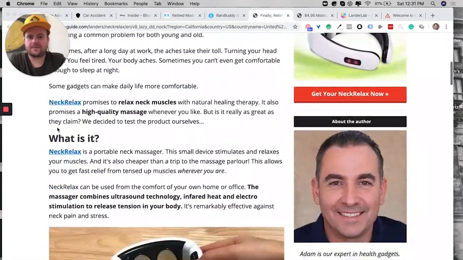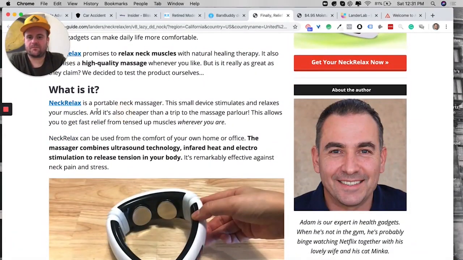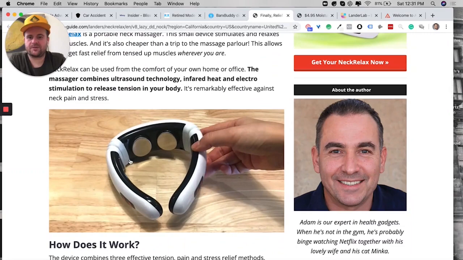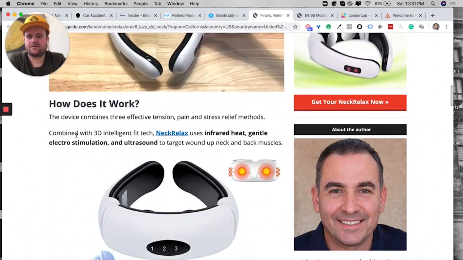What is it? Like I told you, what is it? It's this. This is what it is. It's so unique, and look at it. You can just see that it's unique. How does it work?